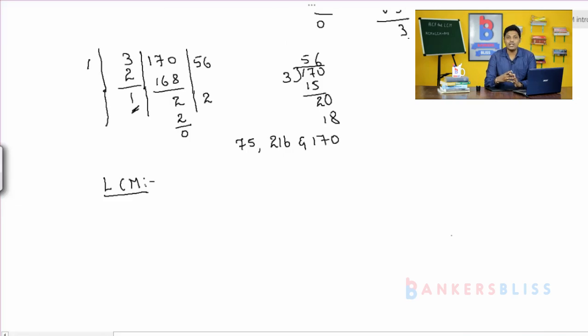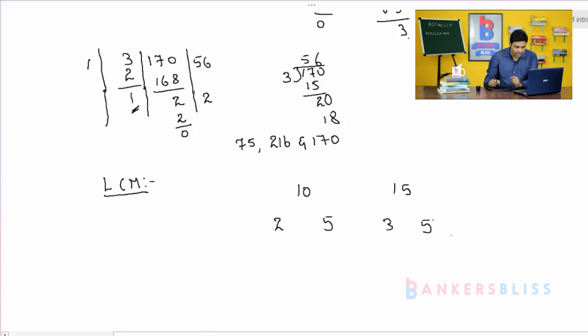What do you mean by multiple? For example, you take the number 10 and you have two numbers 2 and 5. 2 can divide 10 and 5 can divide 10. So, 10 is the multiple of 2 and 5. You take one more number such as 15. So, 3 and 5, you take two numbers. 3 can divide 15 and 5 can divide 15. So, 15 is the multiple of 3 and 5.